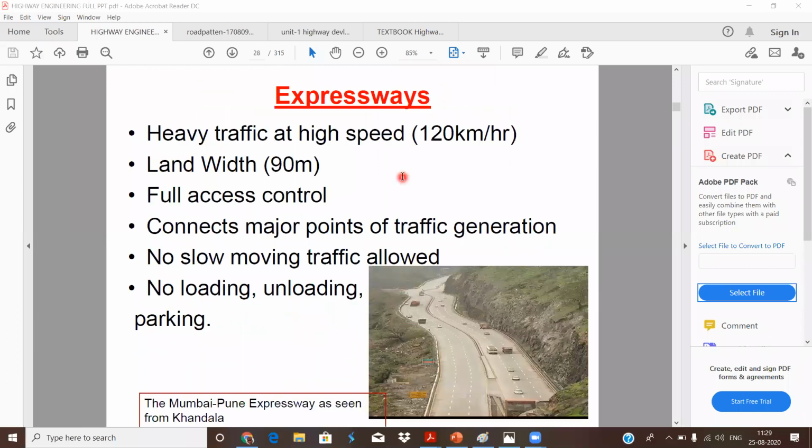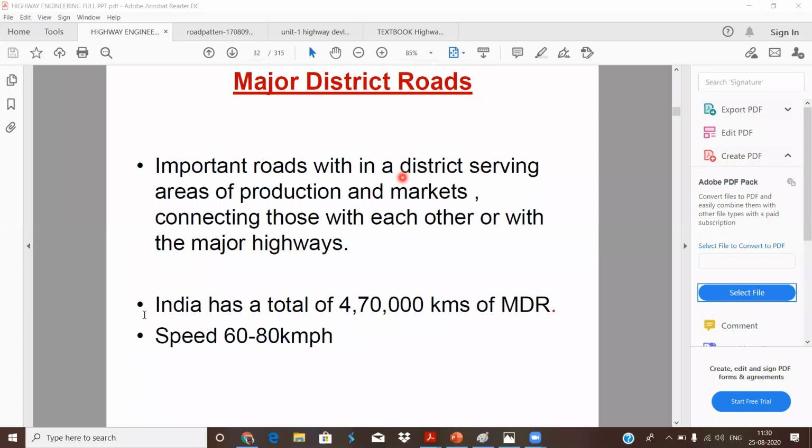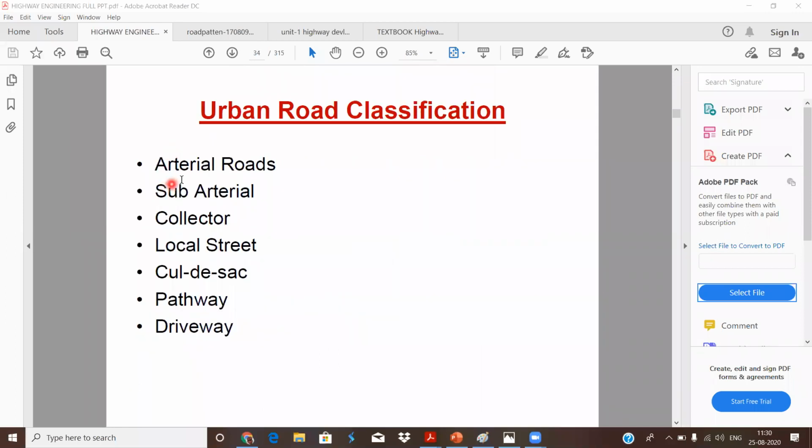But for classification of highways based on urban areas, these are the classifications: arterial roads, subarterial roads, collector roads, and local streets. These mainly four types are important, so leave the other roads. So mainly the classification based on urban area is arterial roads, subarterial roads, collector streets, and local streets. Again, I will explain one in depth.